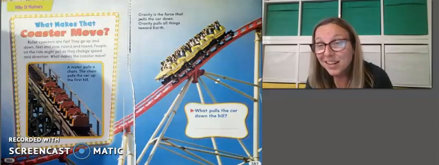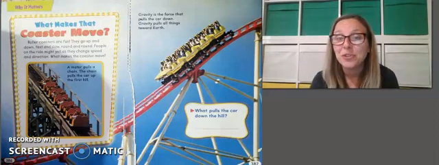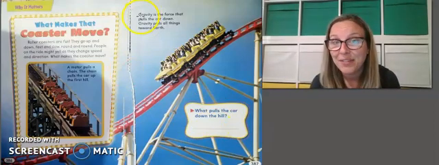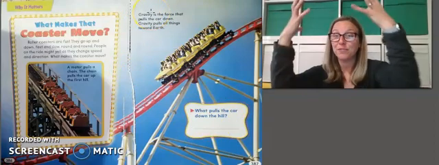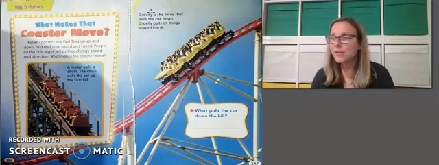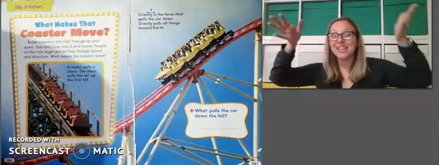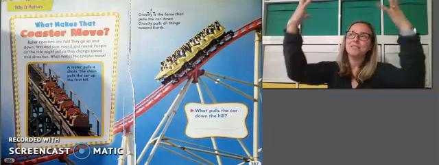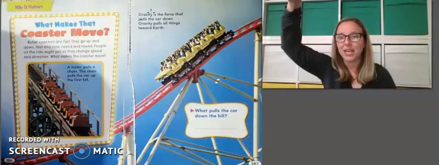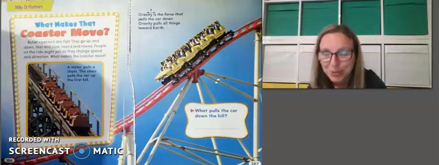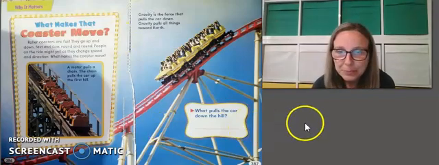So what pulls the car down the hill? On this line, you're going to write gravity. And gravity is that word right there. Gravity is the force that keeps us on the ground. If we didn't have gravity, we would all float like in outer space. And so gravity is the force that when you let go of something and it falls, it's gravity that's pulling it down. Okay?